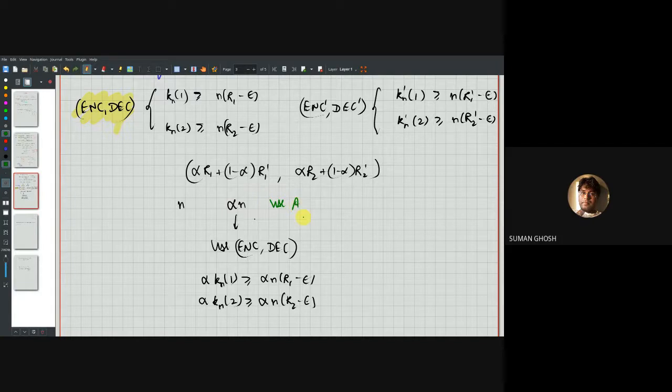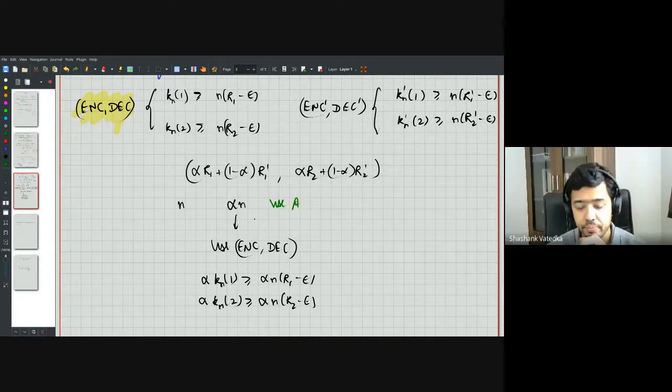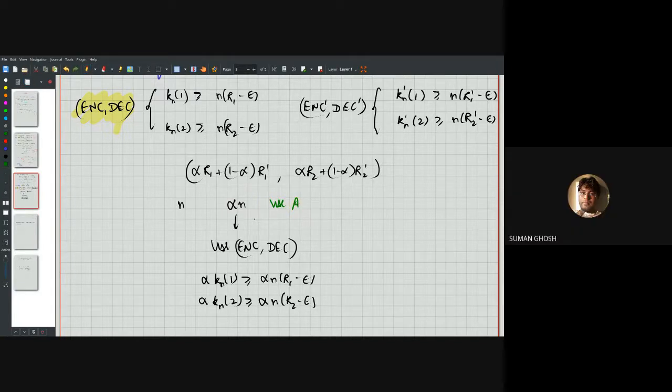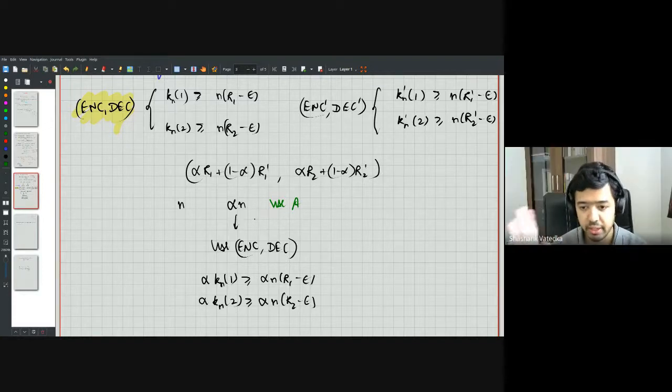So during the first alpha n channel uses, both transmitter 1 and transmitter 2 will use the same channel? Yes, they're going to simultaneously transmit in the first alpha n channel uses, but they're going to use encoder decoder A.